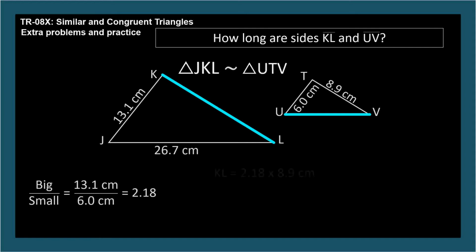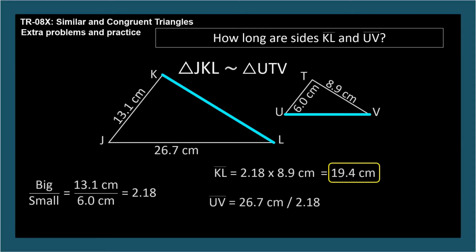So KL is 2.18 times longer than TV. 2.18 times 8.9 centimeters equals 19.4 centimeters. And UV is 2.18 times smaller than JL. 26.7 centimeters divided by 2.18 equals 12.2 centimeters.